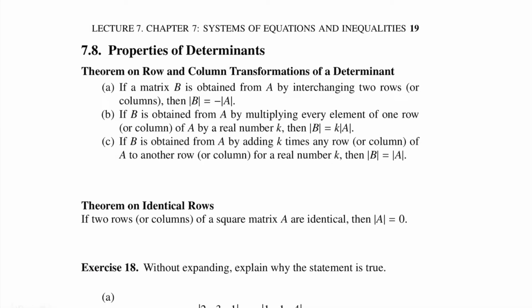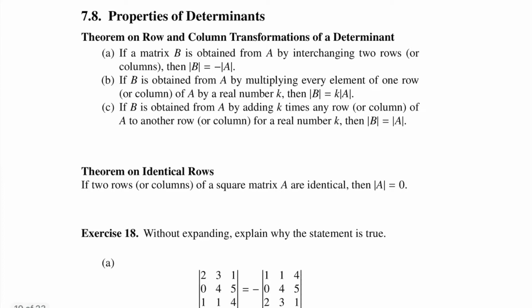Hi, this is section 7.8, properties of determinants. So it says if a matrix B is obtained from A by interchanging two rows, then the determinants are opposites. So if you interchange two rows or columns, then the determinant will just become the negative of the original determinant.